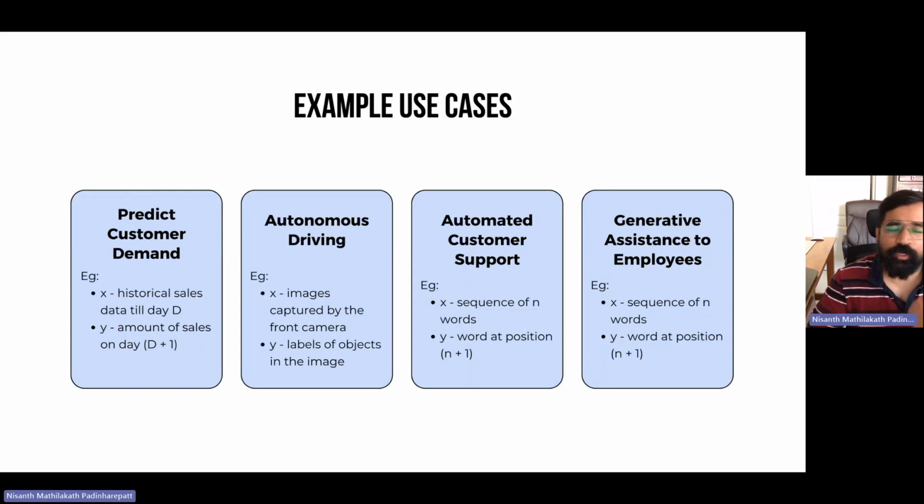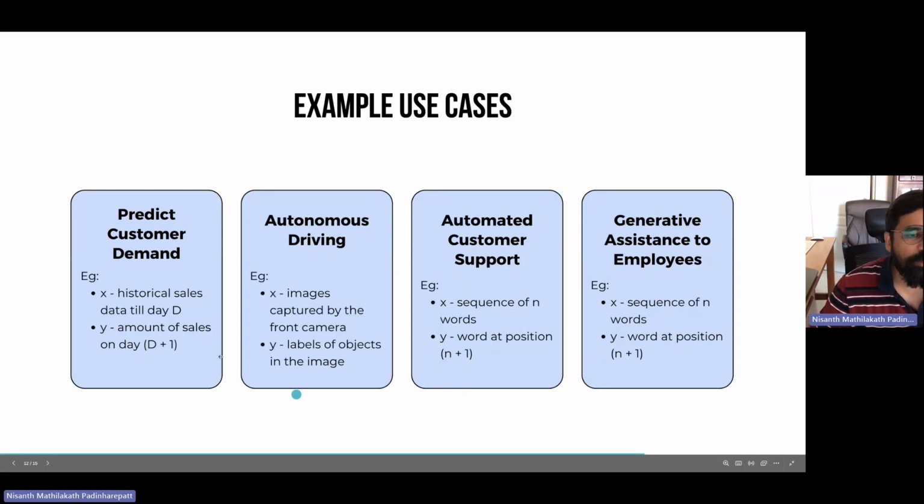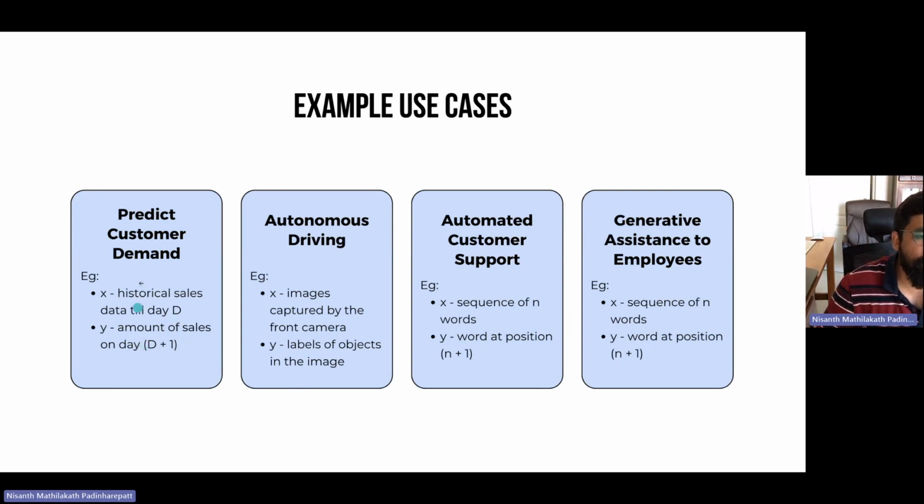Okay, so we will come back to the example use cases that we discussed, and here we will see what the X's and Y's are in this case. When we predict the customer demand, X is the historical sales data till day D. If today is the day D, it means all the sales data for each day in the history. That is, yesterday, what was the sales data for each of the products? Day before yesterday, what was the sales data for each of the products, and so on and so forth.